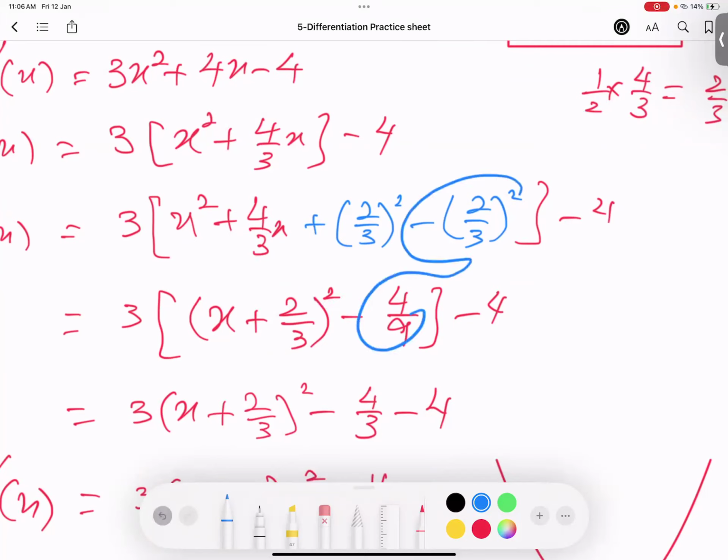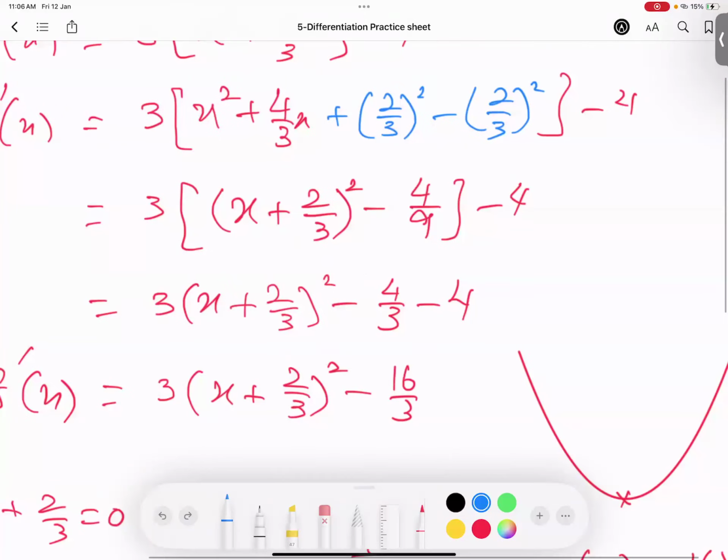After this, what to do? 3 multiplies here, 3 multiplies with that. When 3 multiplies here, we get this format. And 3 multiplies with this 9, cancellation process, 4 by 3. And when you type this in the calculator or take the LCM, 3 for the 12, 12 plus 4, 16 by 3.